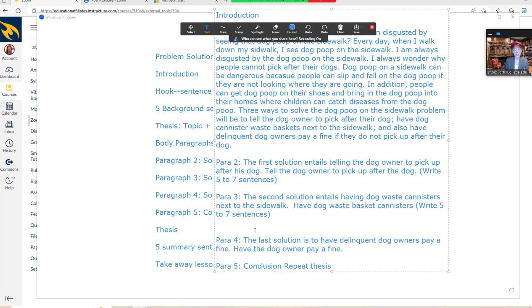Those are the three solutions to the problem. So this is the essay structure for a problem solution essay, for your essay 1.